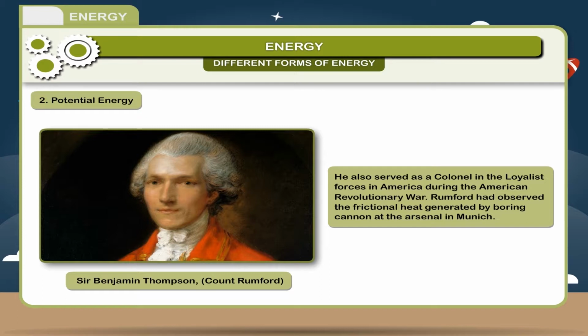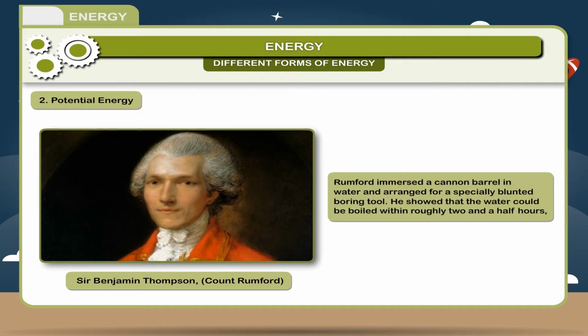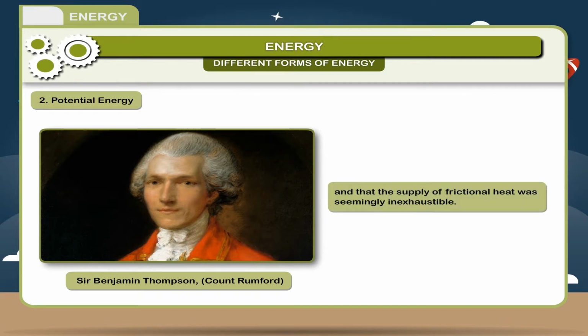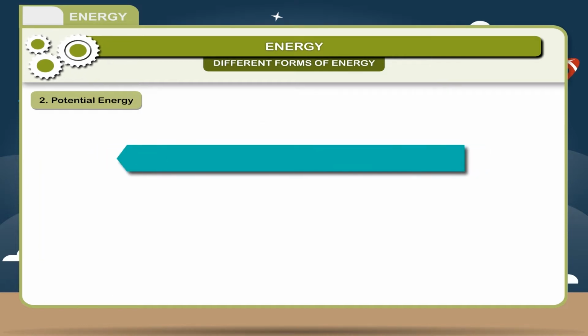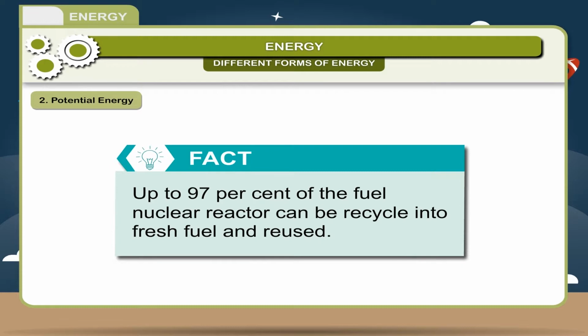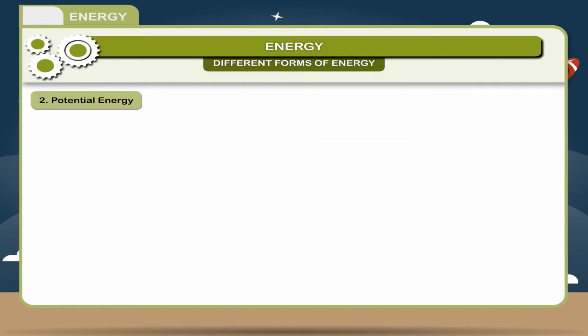Rumford had observed the frictional heat generated by boring cannon at the arsenal in Munich. Rumford immersed a cannon barrel in water and arranged for a specially blunted boring tool. He showed that the water could be boiled within roughly 2.5 hours, and that the supply of frictional heat was seemingly inexhaustible. Fact: up to 97% of the fuel in a nuclear reactor can be recycled into fresh fuel and reused.